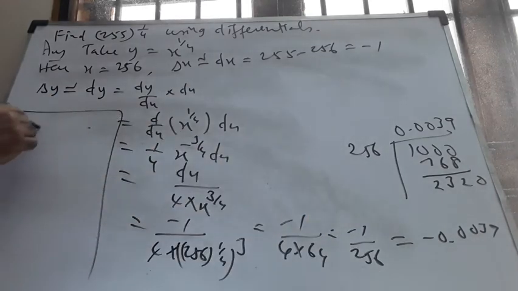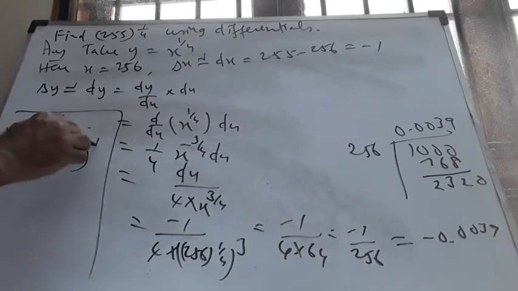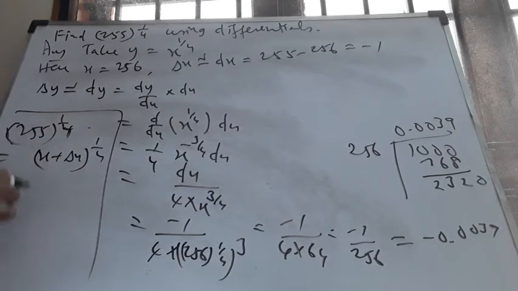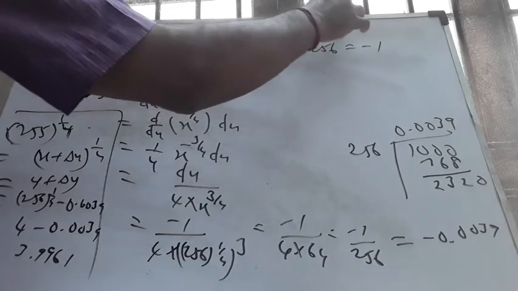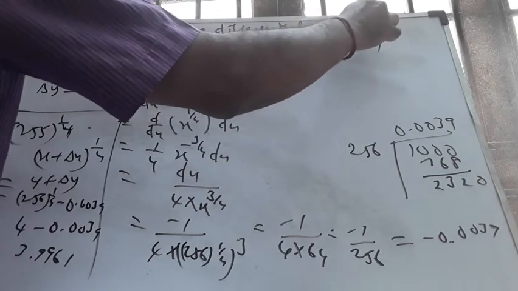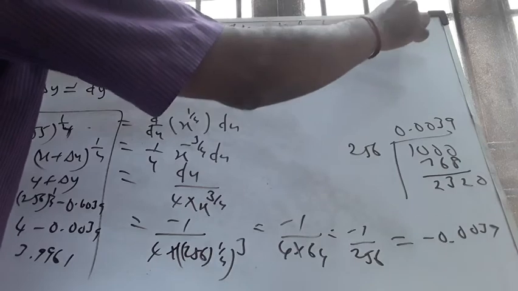255 to the power 1 by 4, which is equal to x plus delta x to the power 1 by 4, which is y plus delta y, which is 256 to the power 1 by 4 minus 0.0039. Therefore, this is 4 minus 0.0039, which is 3.9961. Up to 3 decimal places you can write it, as asked in the question itself.